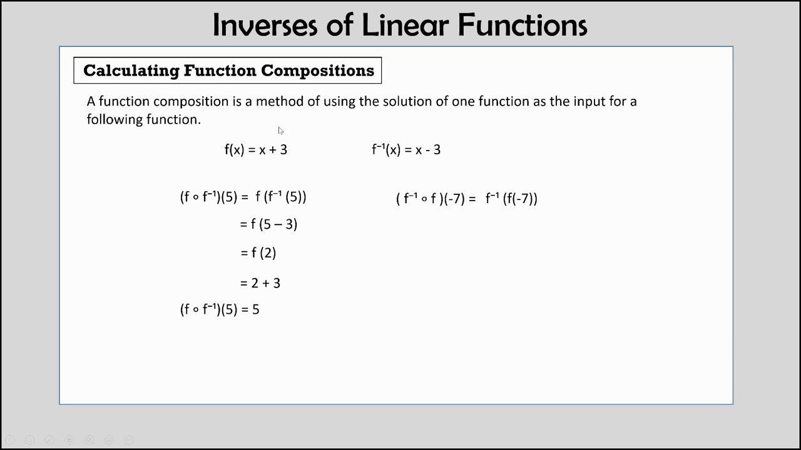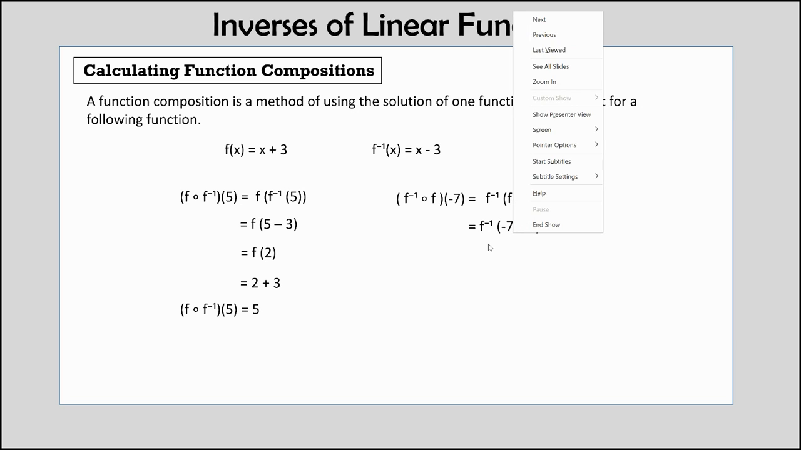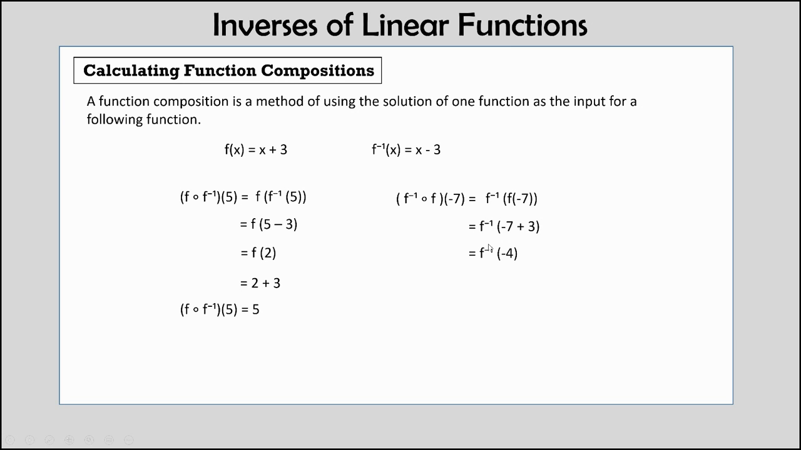So go to the f function and put -7 in place of x. So now we're going to have f inverse of -7 plus 3. -7 plus 3 is -4. f inverse of -4. So go to the f inverse function, put -4 in place of x. We get -4 minus 3, which is -4 plus -3, which is -7. So f inverse of f of -7 is -7. So again, a function and its inverse, they undid each other. I got my original value back, and that's what should happen.